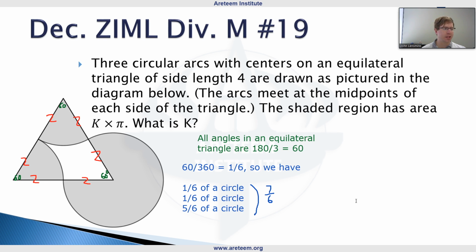And what do we know about that circle? The circle has a radius of 2. So this gives us an answer for the area. How do we find the area? Well, it's a fraction of the circle. So this area here is 7/6 of the circle. The circle has an area of pi r squared, so pi times 2 squared. So this is 6 pi.